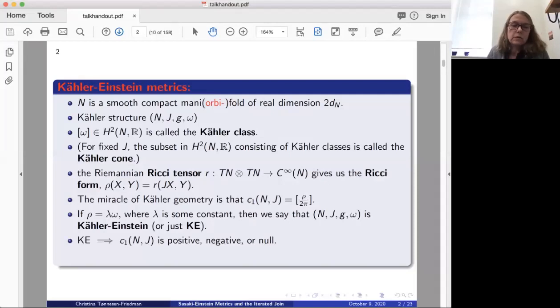Also, by the way, Kähler-Einstein is a stronger condition than constant scalar curvature. So Kähler-Einstein implies constant scalar curvature, and in fact that constant lambda is related to the scalar curvature. This is not a talk about Kähler-Einstein metrics, so I'm not going to go into existence and all that about those. This is just the basic definitions. Okay.